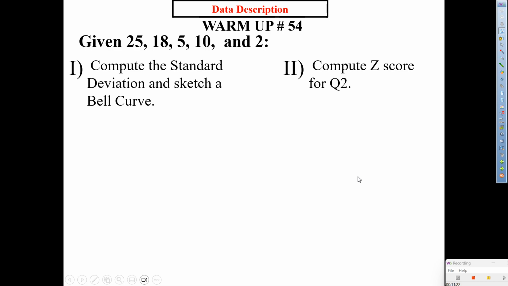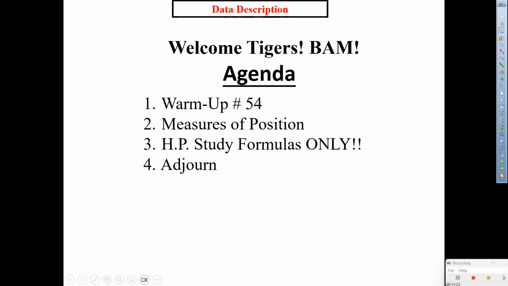Pretty good review, yeah? All right, copy the agenda. Warm-up number 54, measures of position. Tonight's home play, make sure you study your formulas. I don't mean to be redundant, but I still sense some of you are not ready for the 21 formulas yet. Once again, warm-up number 54 is done. Measures of position, we're still in the middle of those. Tonight, make sure you study your formulas.